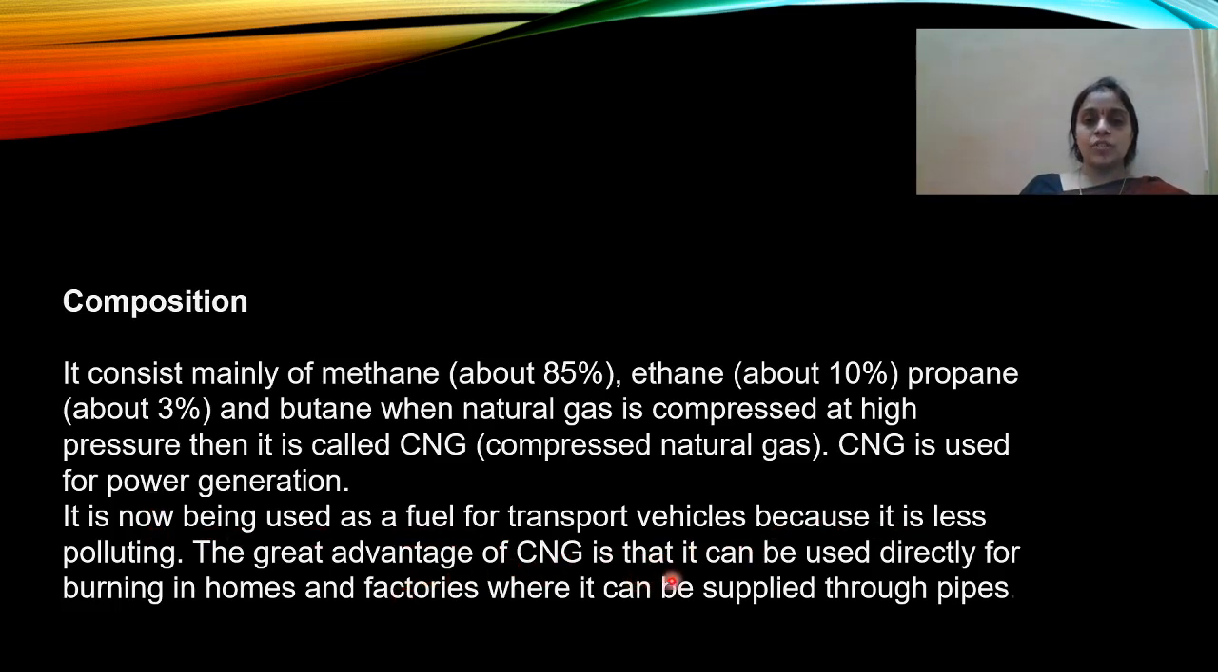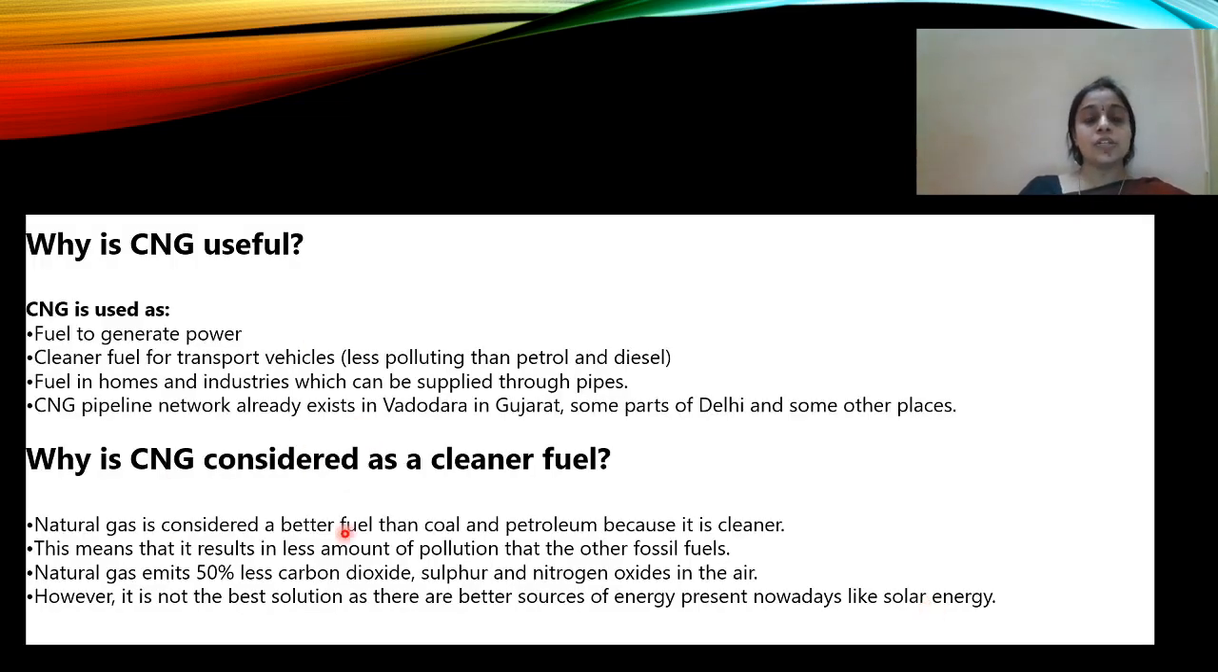The greater advantage of CNG is that it can be used directly for burning in homes and factories as a fuel, which can be supplied through pipes. Why is CNG useful? It's a fuel to generate power, and it's a cleaner fuel for transport vehicles as it is less polluting compared to petrol and diesel. It's also used as a fuel in homes and industries, supplied through pipes. The CNG pipeline network already exists in Vadodara in Gujarat, some parts of Delhi, and other places.